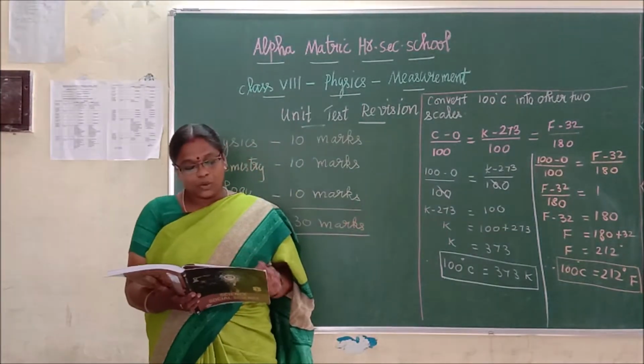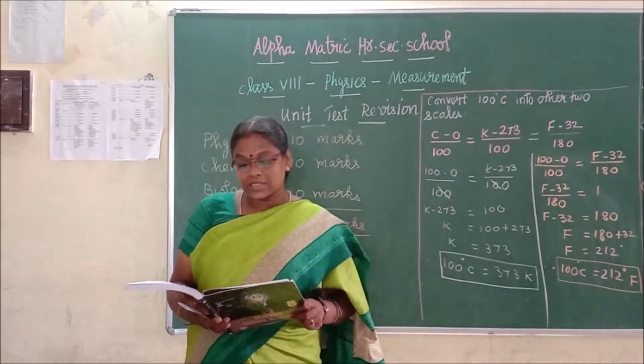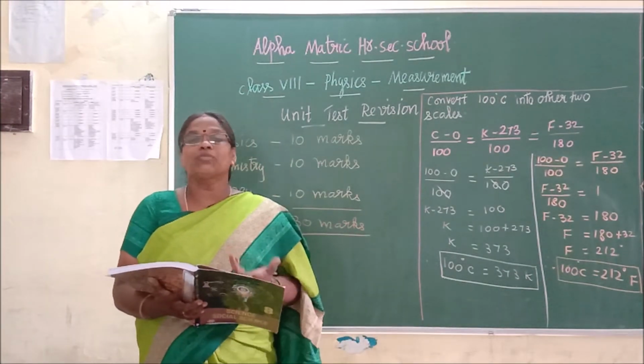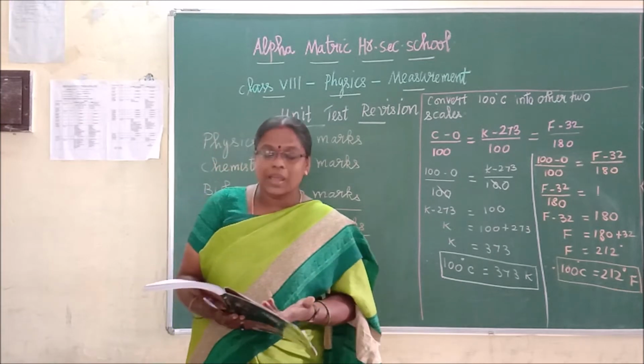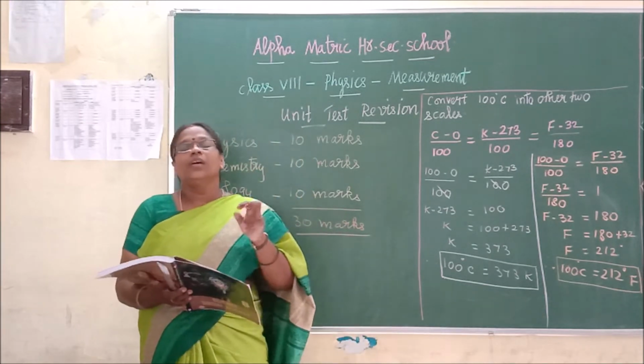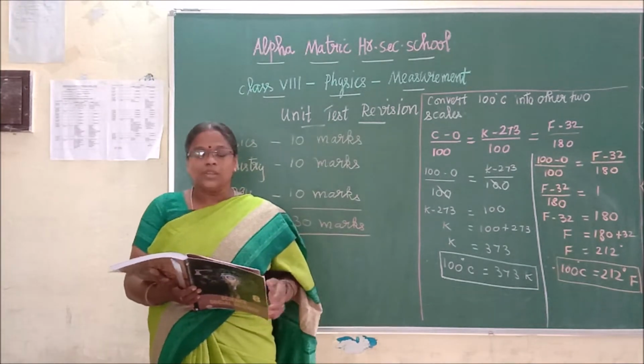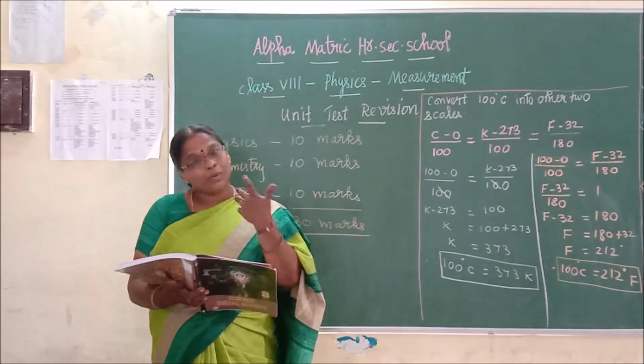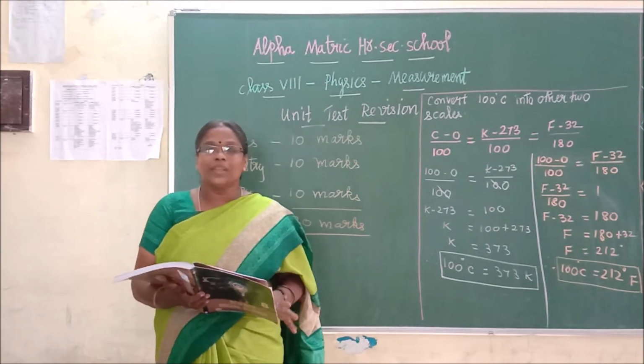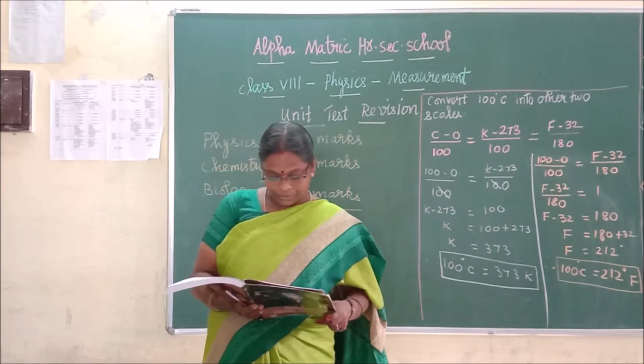Now come to this tabular column on the right hand side. Different types of questions can be asked from this tabular column. Sometimes it can be asked as match the following. Sometimes it can be asked as the tabular column itself, complete the table. Whatever type of question may be asked, be ready with that tabular column. So learn it completely.